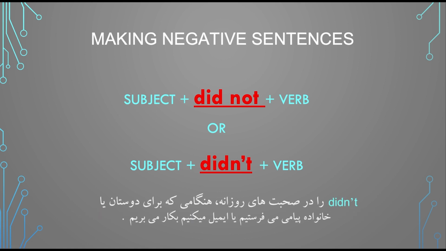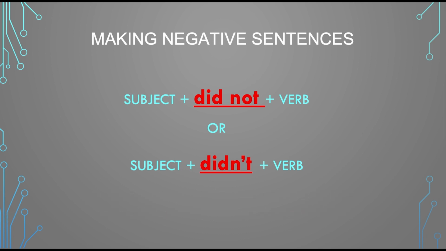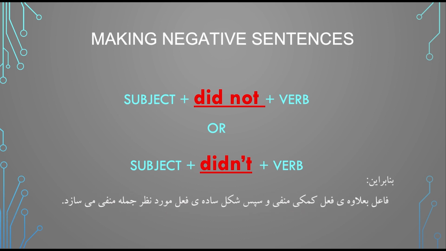So did not is the long form and didn't is the short form. Didn't you will use in everyday speaking with friends and family, or even writing emails or text messages to friends and family. Did not you will use maybe for a job application or writing at university, for example. So subject, did not or didn't, and then the verb.